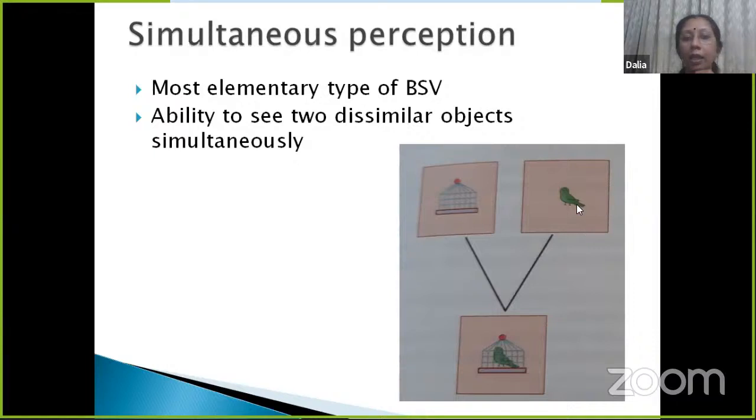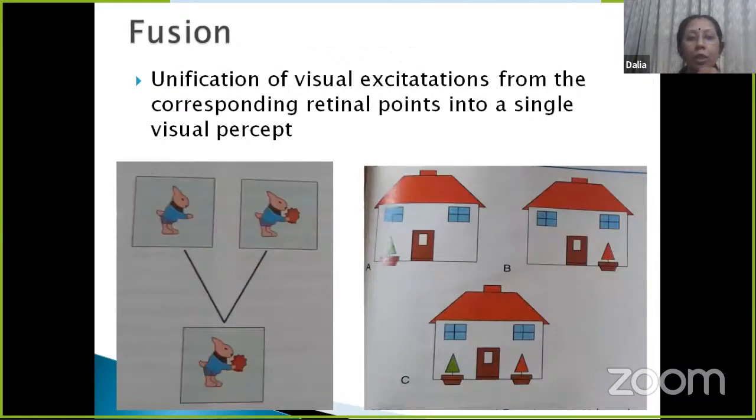Here you can see the right eye seeing the parrot and the left eye seeing a cage, and you'll be seeing both together, and that is simultaneous macular perception. In fusion, it is the same, slightly dissimilar image being seen. The right eye sees the house with a pot on the right side. The left eye sees a slightly dissimilar image with a pot on the left side. When these two images are fused together, the patient with binocular single vision will see the house with pots on either side. Similarly, this is the picture of the rabbit with the bunch of flowers.